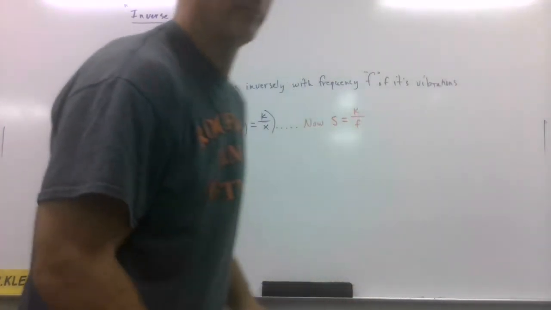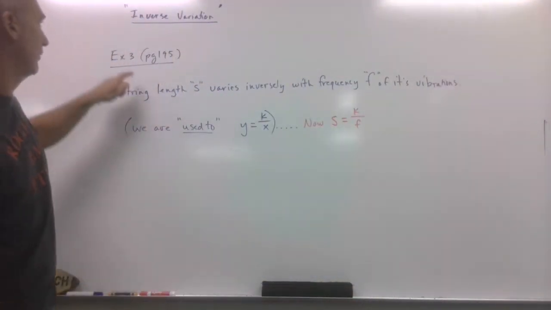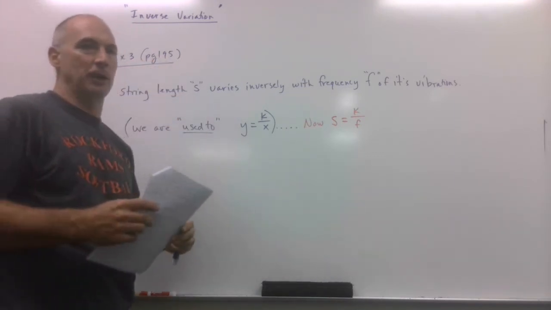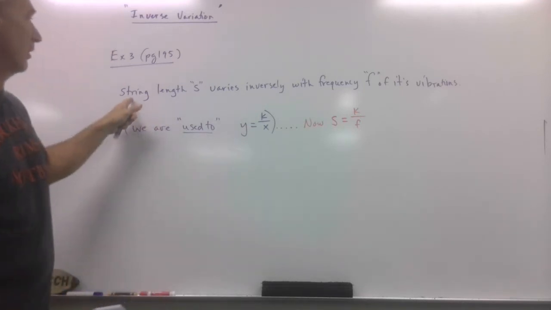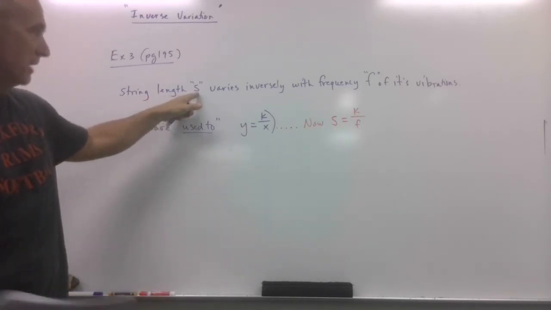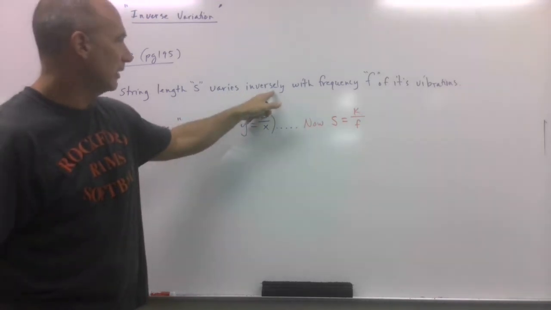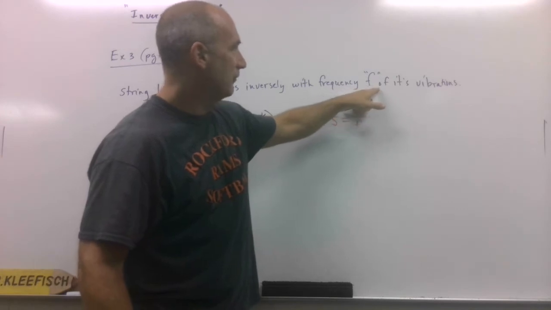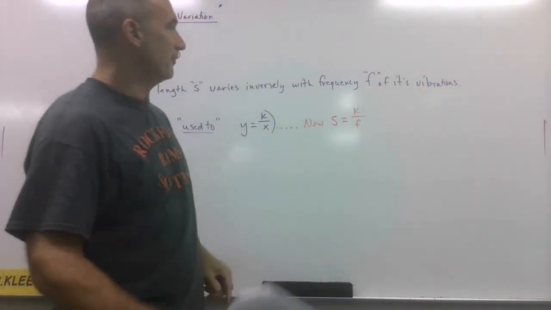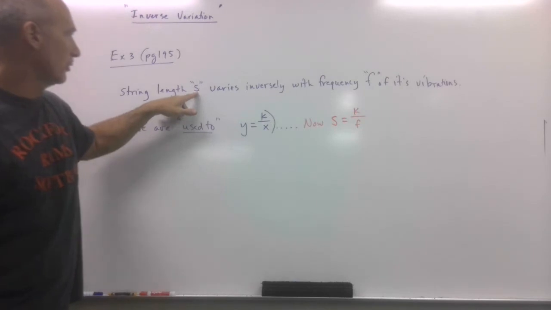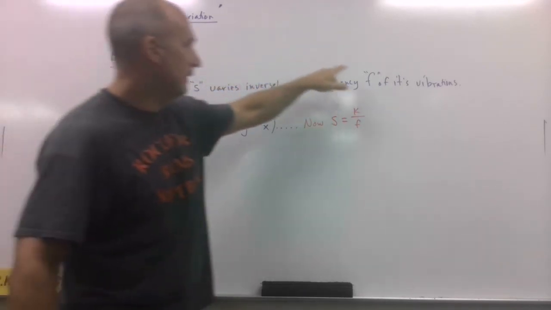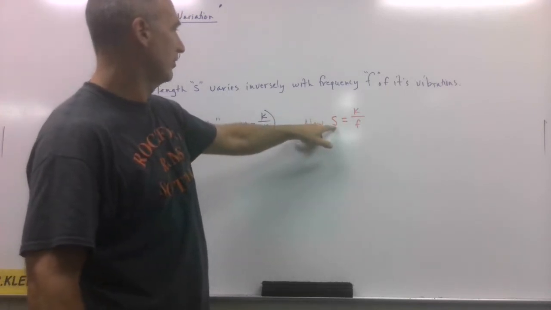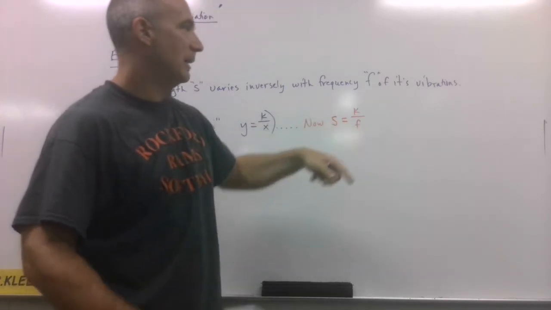Okay, so now they're going to throw a little curveball at you. Taking this from example 3 on page 195 if you want to see the whole story problem, but it's about a guitar. The guitar has string length S, makes sense, which varies inversely, meaning you can use the formula, with the frequency f of its vibrations. Interesting, almost like a physics problem. Now you see the order they give it to us, S and then F, so we're going to put that in the same order. We're replacing Y with S, X with F, and we're going to go from there.